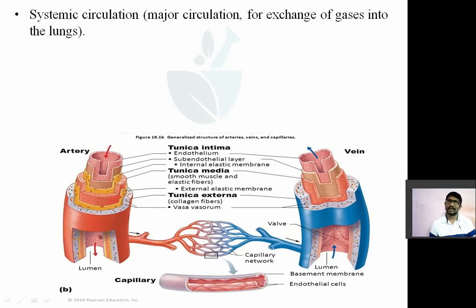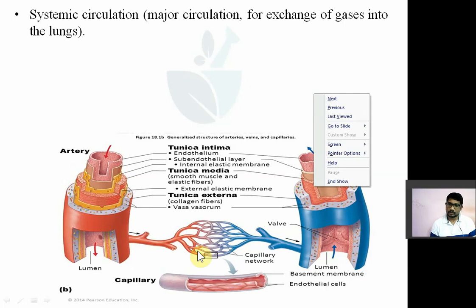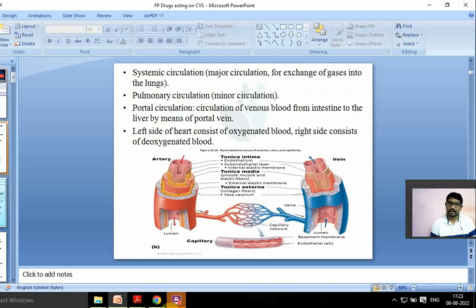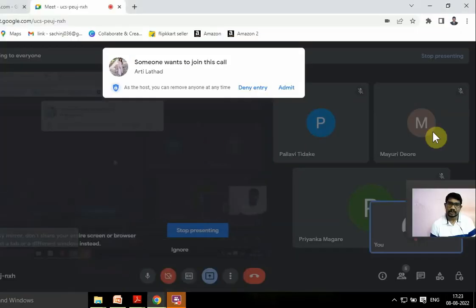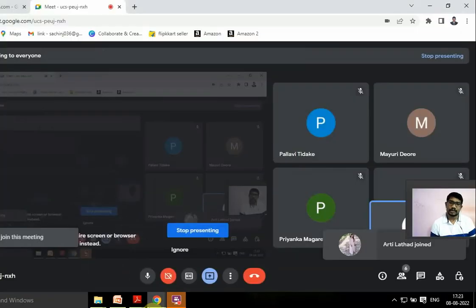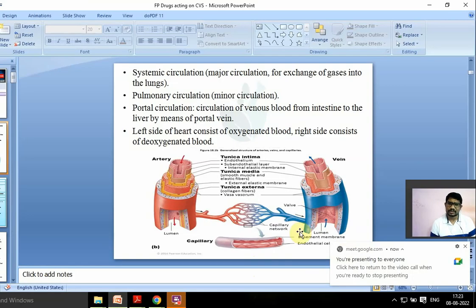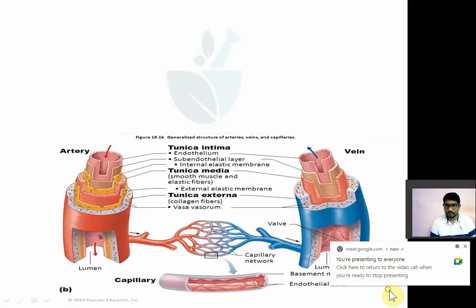Now there are different kinds of circulations. So systemic circulation means what? Systemic circulation is also known as major circulation, and it is for exchange of gases into the blood. Whatever blood is being pumped into the various body compartments, your cells, tissue, they will exchange gases, they will exchange the oxygen with the carbon dioxide. They will take oxygen and they will excrete carbon dioxide in the blood, and that is nothing but the major circulation. Major circulation means exchange of gases between the blood and your body cells or tissue.